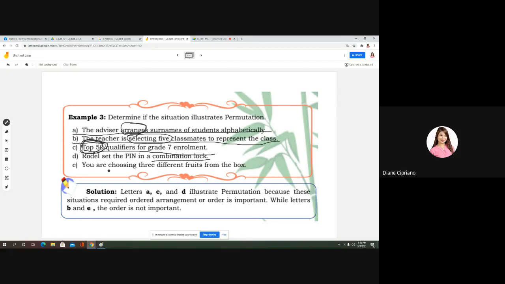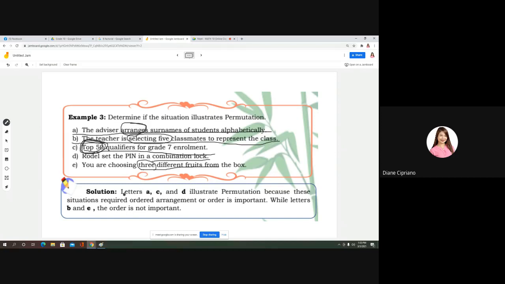How about letter E? You are choosing 3 different fruits from the box. No, ma'am. No po. Why? Ma'am, kasi parang similar po sa 2. Pagpipilian lang, ma'am. Yes, very good. So kasi wala namang arrangement, hindi naman sinabi na from biggest to smallest yung kailangan mong kuhanin na fruits, 'di ba? Wala naman siyang arrangement. So kahit alin lang sa tatlo na 'yon, pwede mong kuhanin.